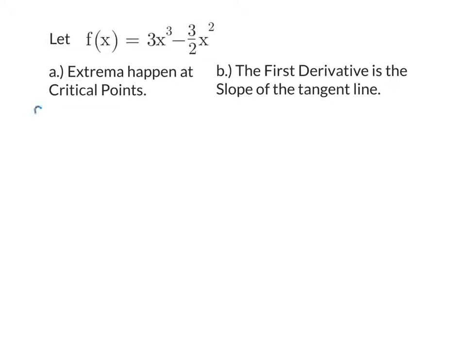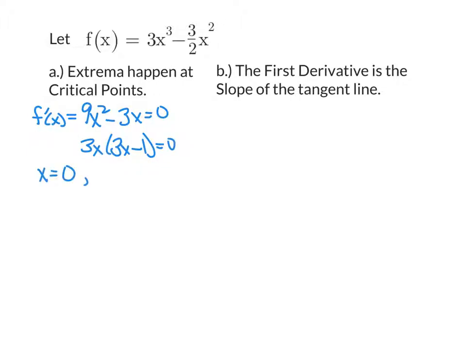are. Critical points happen when the derivative is either equal to 0 or undefined. So we take a look at the derivative of f of x, which will be 9x squared minus 3x. This function is never going to be undefined because it's a polynomial. However, it will equal 0. So I'm going to set it equal to 0 and solve. Factor out that 3x, I'm left with 3x minus 1. So obviously my critical numbers are going to happen at x equals 0 and at x equals 1/3.